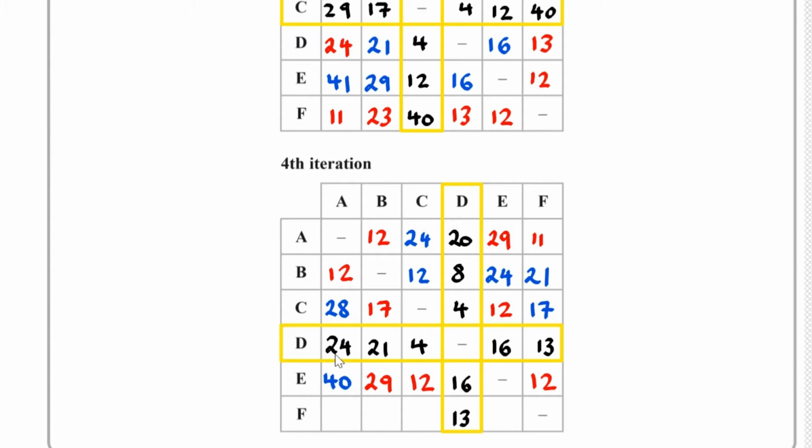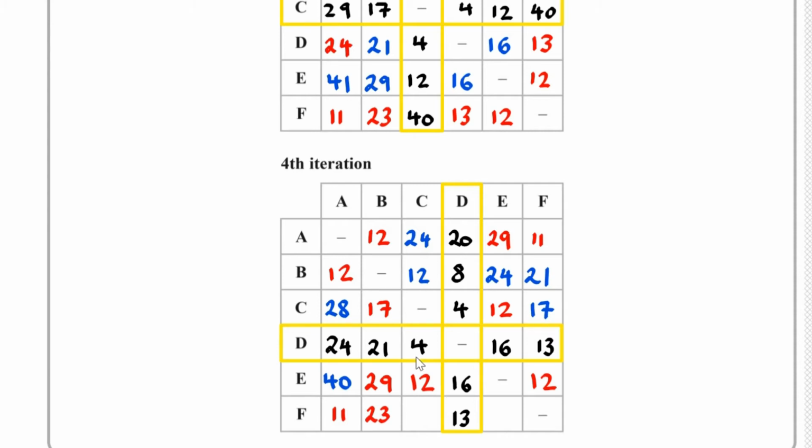We then compare 24 plus 13 with the 11. 11 is smaller, so that remains the same. Then we've got 21 plus 13 being compared with the 23. The 23 is smaller.